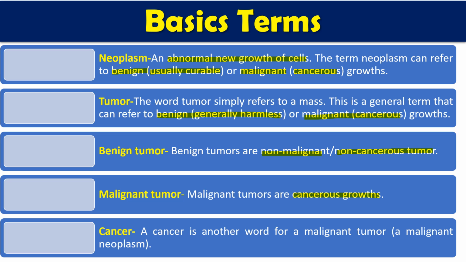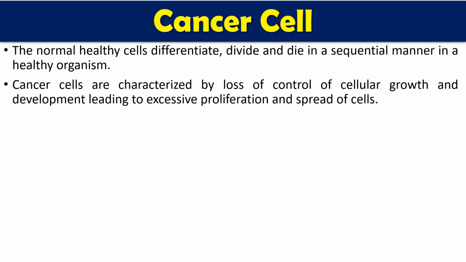And the last term is cancer. Cancer is another word we normally use for malignancy, malignant cases. I have told you malignant cells are the true cancer cells. Normal healthy cells in our body differentiate, divide, and ultimately die in a sequential fashion. Whenever the body requires, they differentiate. Whenever the body needs, they divide. Whenever the body needs, they die.